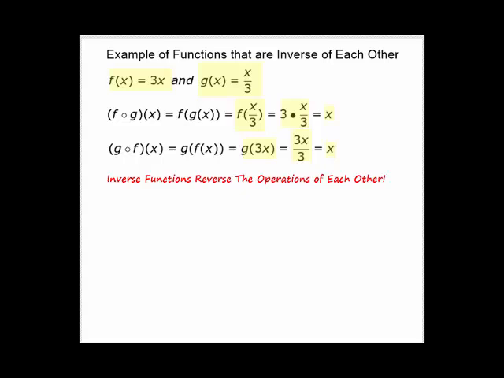F of x triples, g of x divides by 3. When we plug something into f of x, we triple it, but if we take that result and plug it into g of x, we divide by 3, and we get back our original input value.